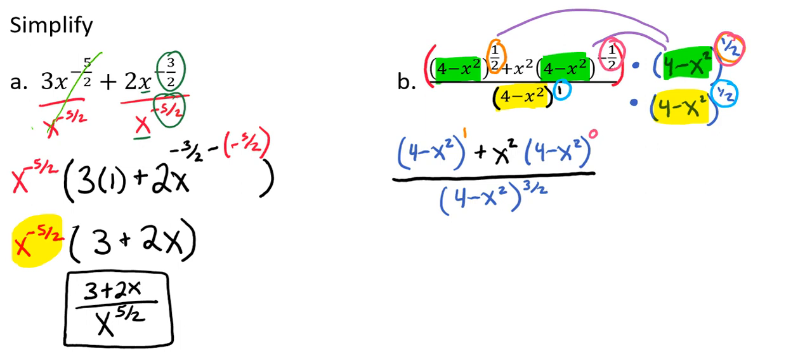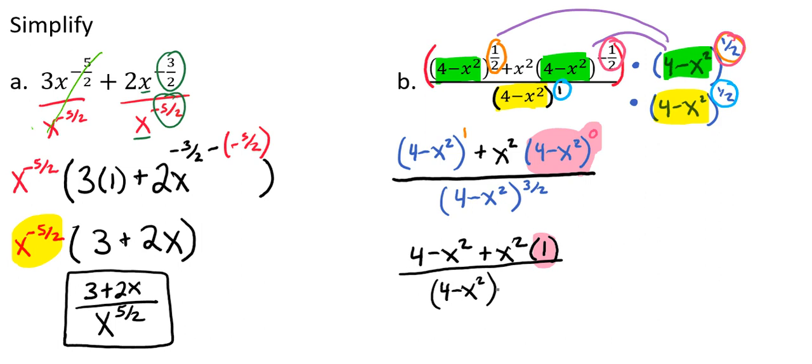So 4 minus x squared to the 1 power is just 4 minus x squared. Then we have plus x squared, and I just need the x squared. The reason that we only need the x squared is because this whole piece right here is raised to the 0 power, and anything raised to a 0 exponent is a 1. So if we wanted to, just to make sure we understood what we were doing, we could write times 1 there. And that might help us as we're learning so we don't get lost. Again, over our denominator, 4 minus x squared to the 3/2 power.